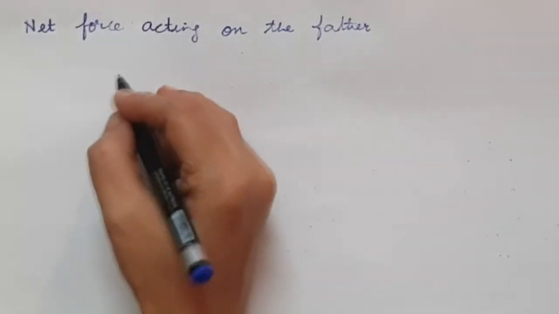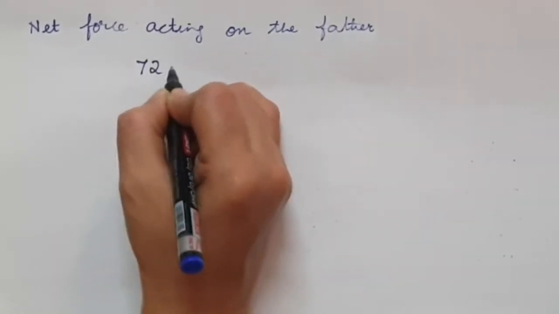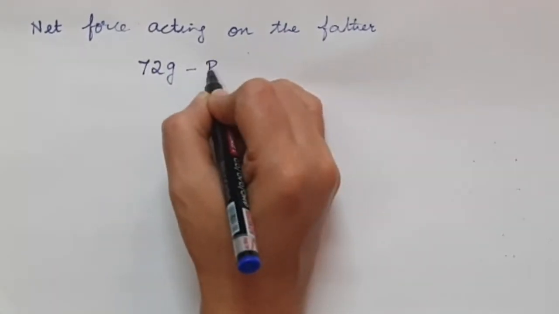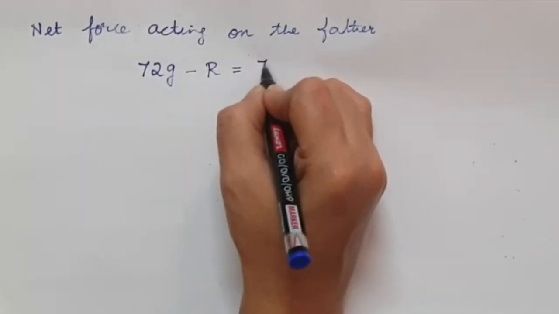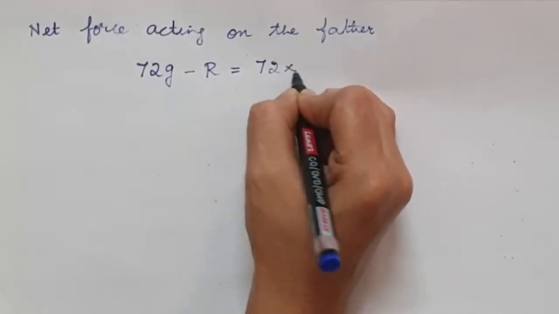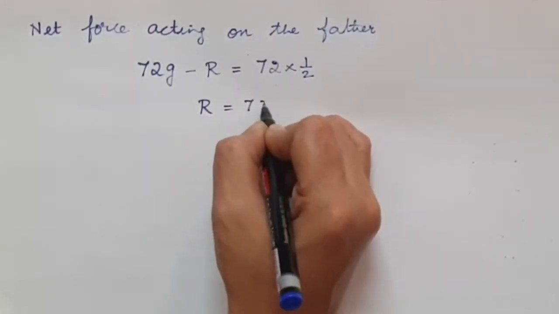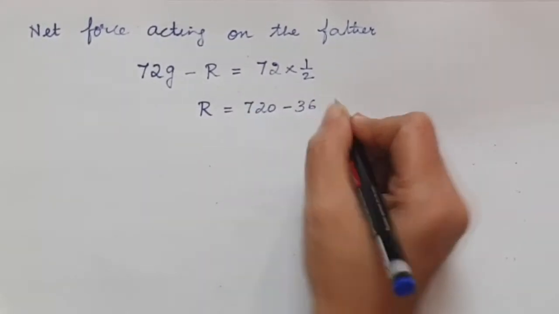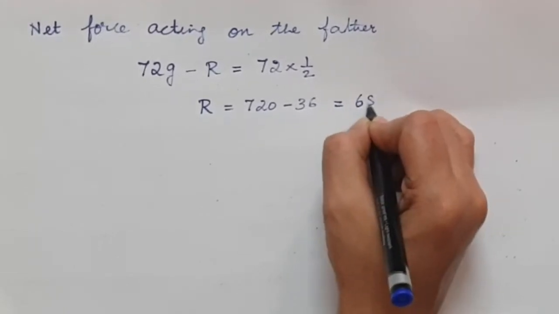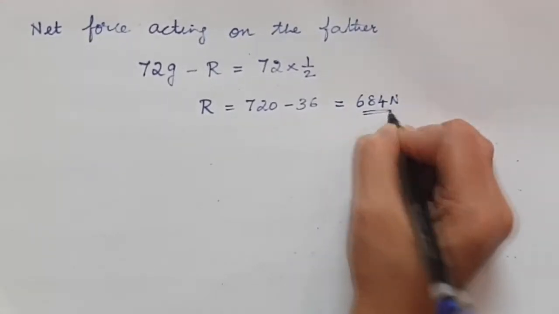Now the net force acting on the father will be 72g minus the normal reaction R, that will be equal to ma. So 72 into half. So R will be equal to 720 minus 36, that is 684 Newton.